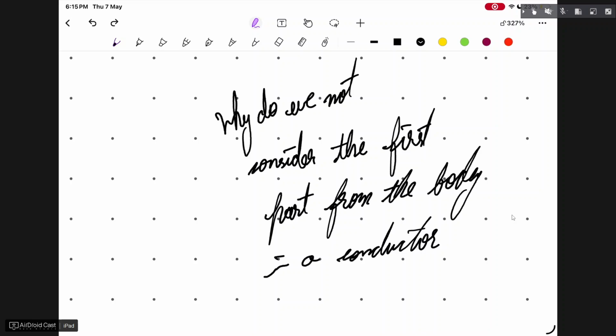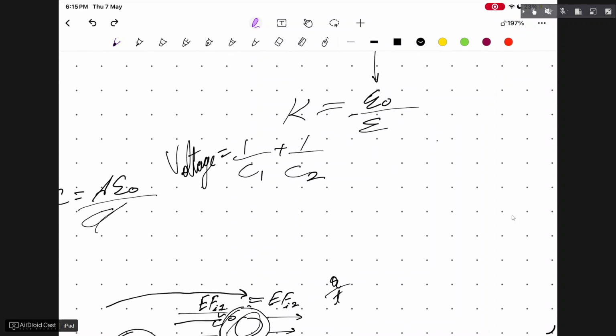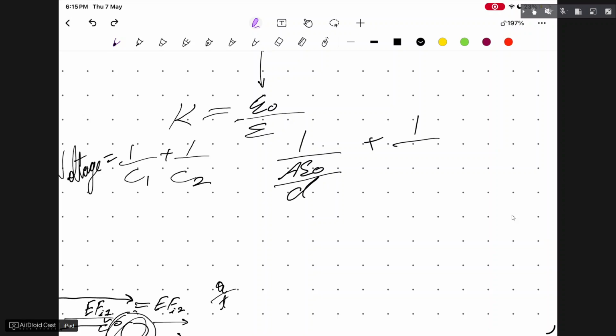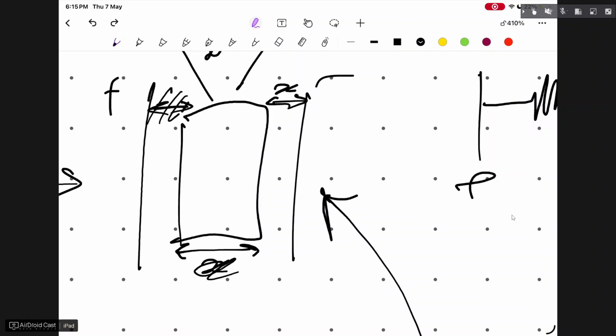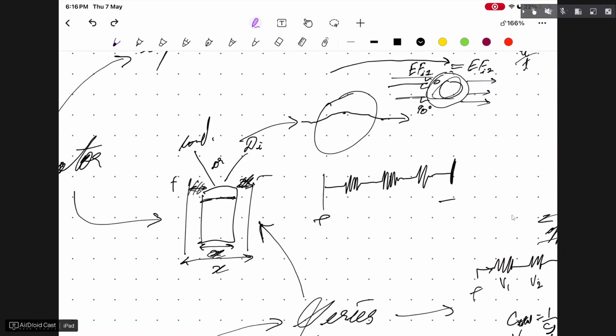Okay. So when we do A, we will get something like this: by A not, by B plus 1 by A not, by D minus X. This is D, and this entire thing is X. So this area will be D minus X.